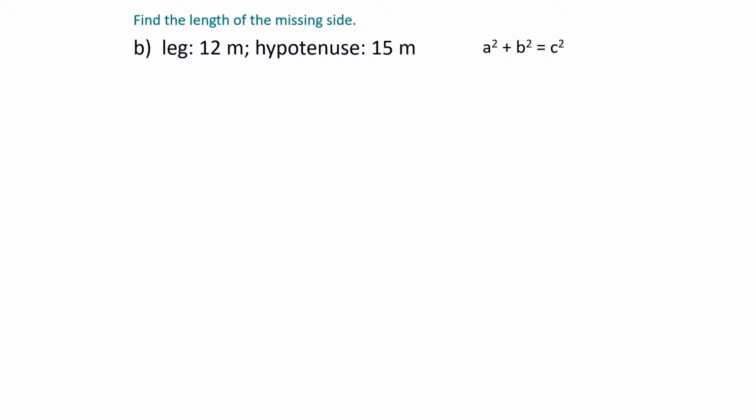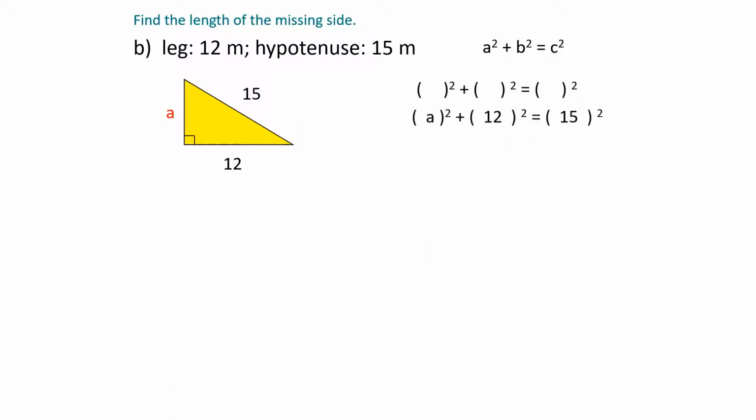We got a leg of 12 meters, got a hypotenuse of 15 meters. So I plug on in. Again, it doesn't matter. I'm just calling it A. You can call it B. It really doesn't make a difference. 12 squared is 144. 15 squared is 225.